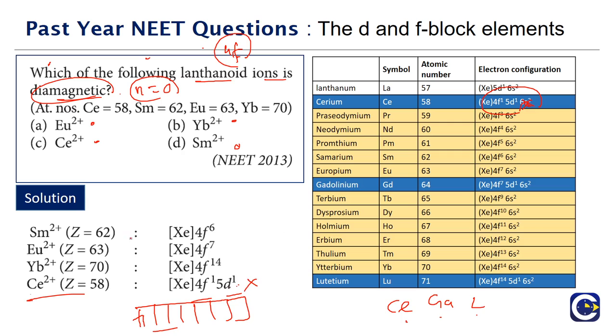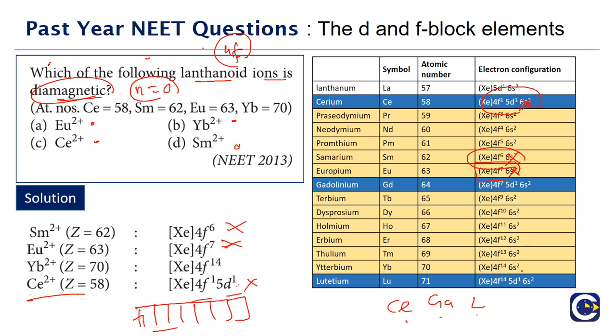Then look at samarium 2+. Samarium is 4f6, 6s2. 2+ means we have to remove the 2 electrons, so it is 4f6. This also will have unpaired electrons. Europium 2+. Europium is 4f7, 6s2. Remove 2 electrons, 4f7. This also will have unpaired electrons, which means these two also cannot be diamagnetic.